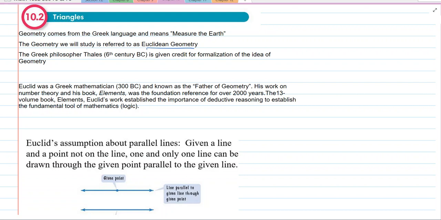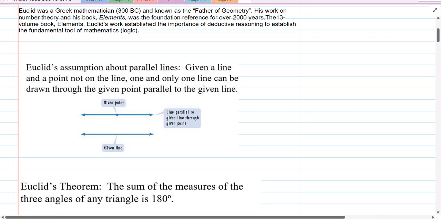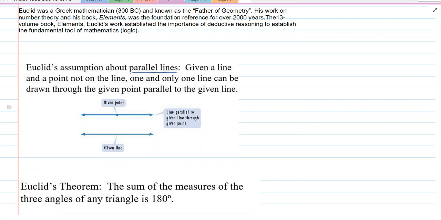And he worked on several books, and I think there were 13 volumes of Elements. And he brought about the start of logic. If something can be proven through arguments that prove certain given items, then you can make that assumption. Euclid's assumption about parallel lines: given a line and a point not on the line, one and only one line can be drawn through the given point parallel to the given line.